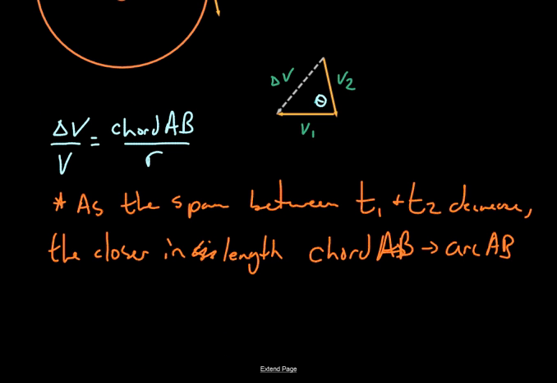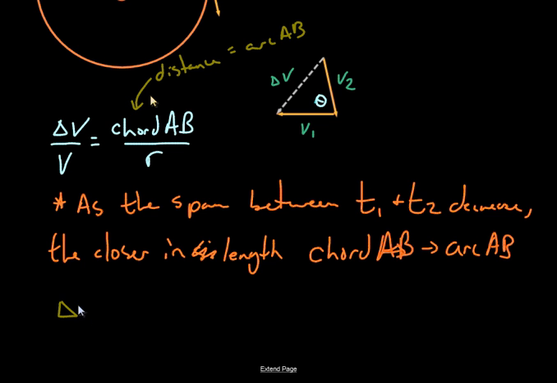Now what I want to say is that if the time frame is small enough, this distance of chord AB is equal to arc AB. Now we talked about that already. But let's change this then.